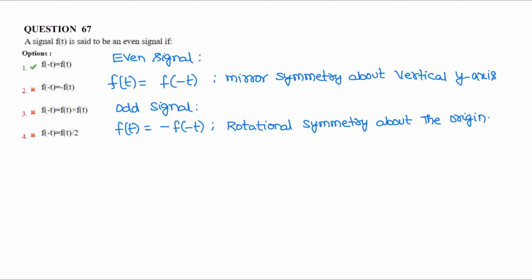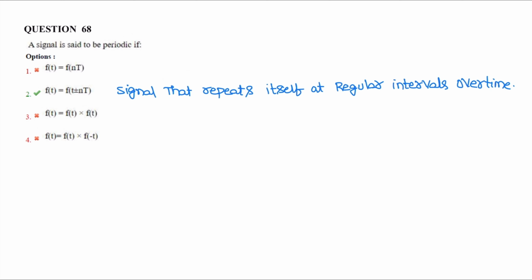A signal f of t is said to be an even signal. For an even signal, f of t is equal to f of minus t, mirror symmetry about the vertical axis. For an odd signal, f of t is equal to minus f of minus t, rotational symmetry about the origin. A signal f of t is said to be even if f of minus t is equal to f of t. Correct option is 1. A signal is said to be periodic if f of t is equal to f of t plus or minus nT. That is, the signal repeats itself at regular intervals over time.